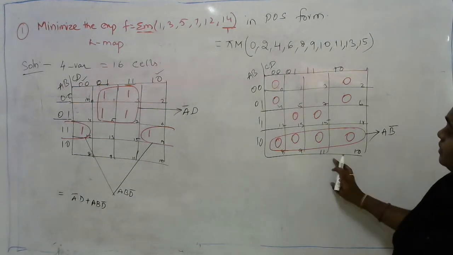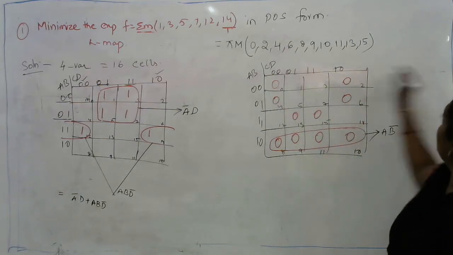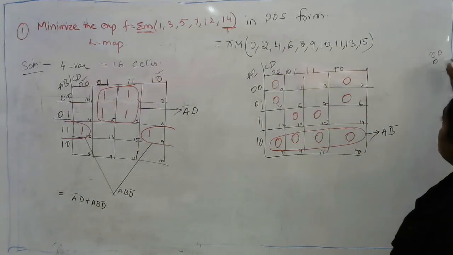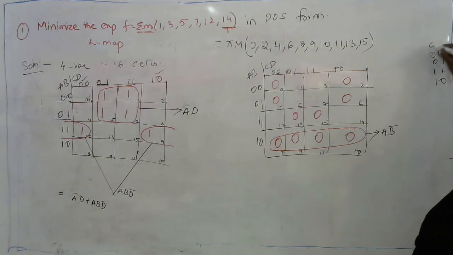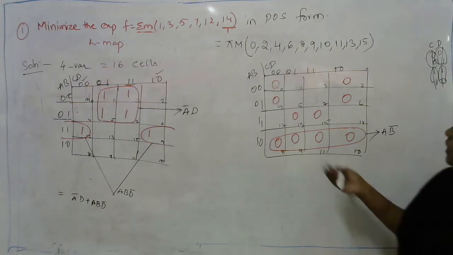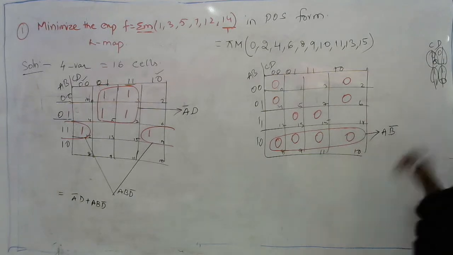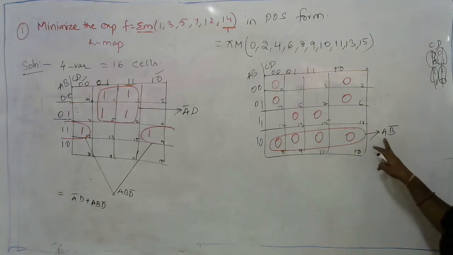And if you observe, all these zeros are present in all the columns. That is, the first is 0 0, 0 1, 1 1, 1 0. This is related to C, this is related to D. Here we are having two zeros and two ones, so both will be cancelled out. Here also 0, 1, 1, 0. Both will be cancelled. So as all the zeros are present in all the columns, all those will be cancelled out. The leftover result is only A B bar.